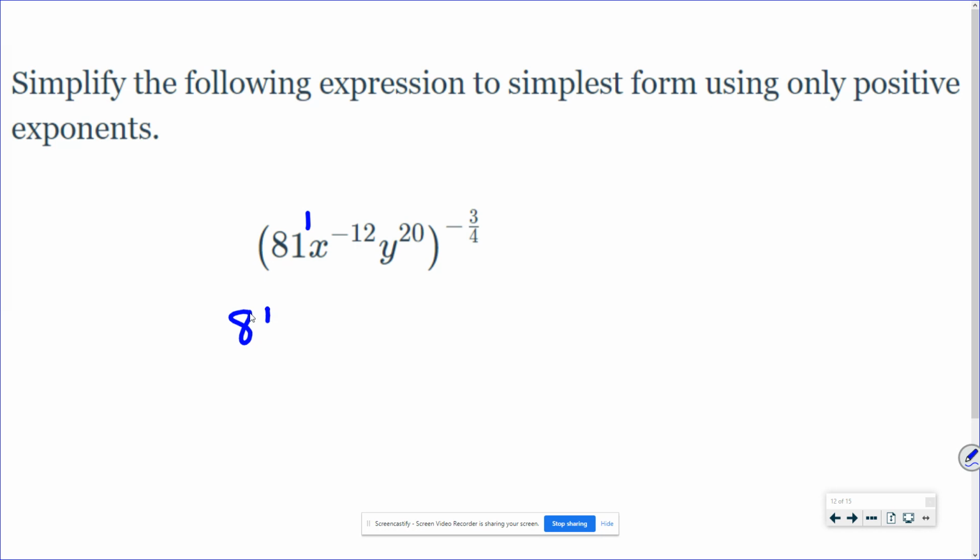So I'm going to write this as 81 to the negative 3/4 power, because 1 times negative 3/4 would be negative 3/4. I'm going to multiply negative 12 times negative 3/4. A quick way to do that, by the way, is 12 times 3 and then divide by 4. So 12 times 3 is 36, divided by 4 would be positive 9. And then I'm going to do the same with 20. So 20 times 3 is 60, divided by 4 would be 15. That would actually be negative 15.